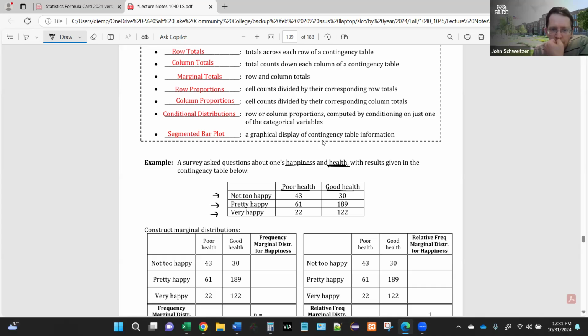So yeah, poor health and good health, right? So you're either in poor health or you're in good health, right? And you're either not too happy, pretty happy, or very happy. And so the way we've defined it here is that we have a categorical variable.